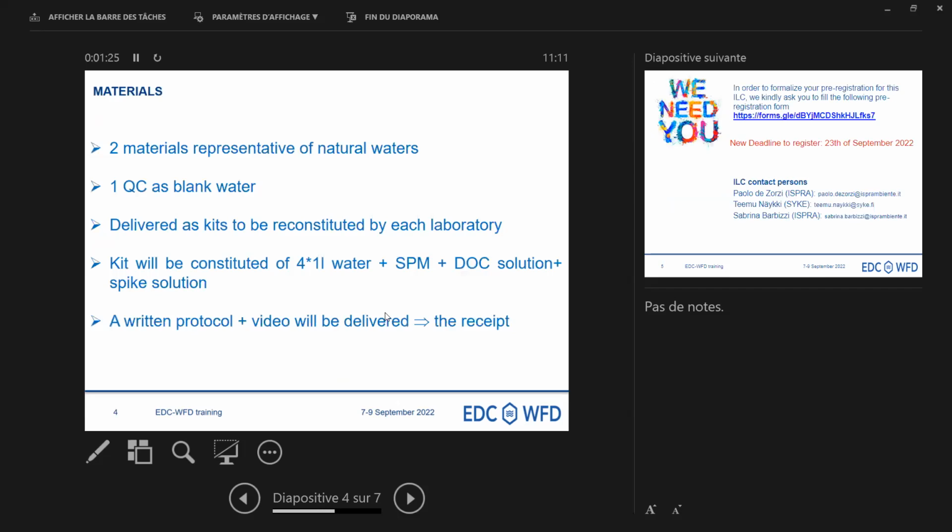Concerning the interlaboratory comparison design, we will dispatch 2 materials, representative natural waters, plus 1 QC as a blank water.